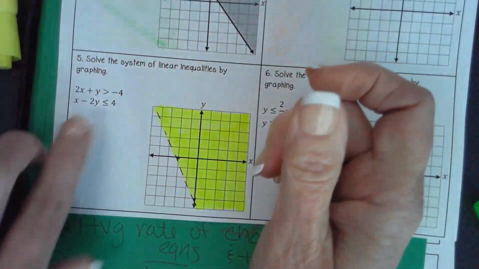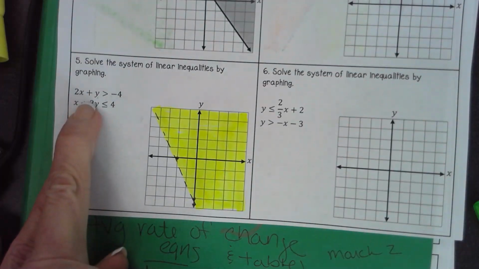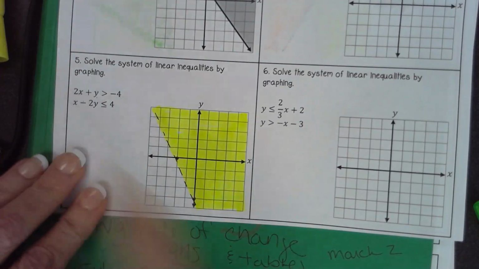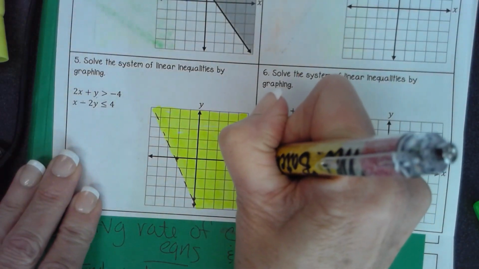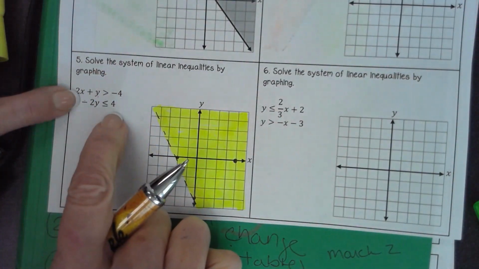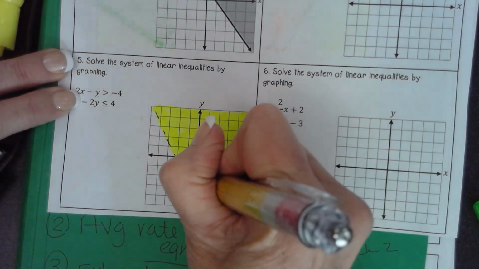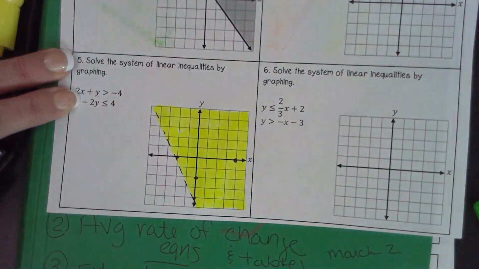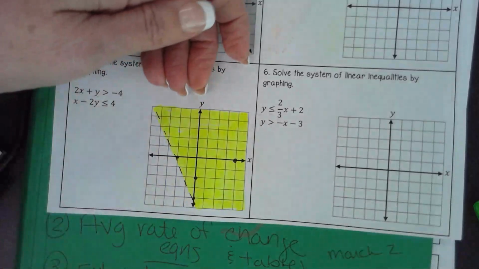All right, this little guy, let's cover up the y. And if I do, my x-intercept is 4. Cover up the x. If I divide both sides by -2, my y-intercept is -2. It gets a solid line because there's an equal to bar.